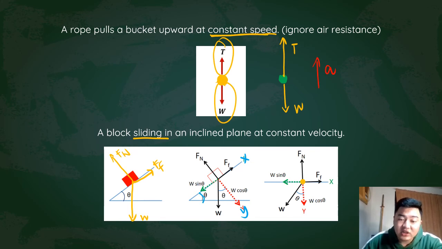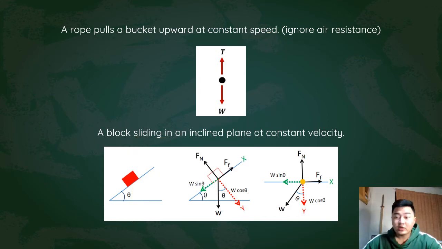Now, the angle of inclination in an inclined plane will be the angle between the weight and the weight parallel to the normal force. Solving the components of the weight, this will be our Cartesian coordinate plane. So you have your x and y. So along the x, the forces along x will be the friction force and the x component of your weight. And for the y-axis, then you have your normal force and the y component of your weight.